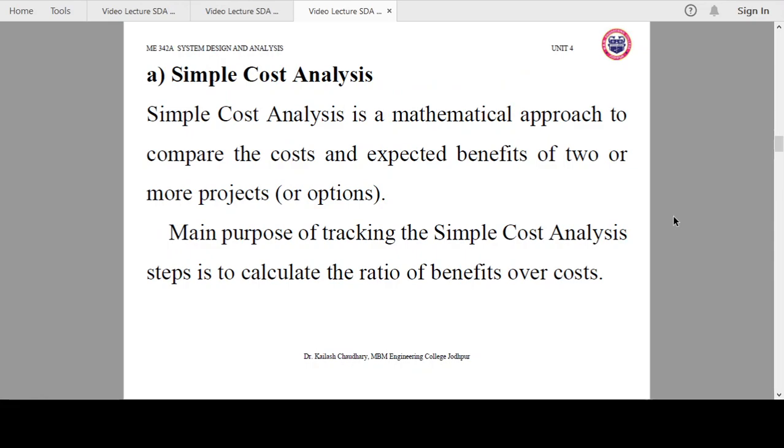Simple cost analysis is a mathematical approach to compare the cost and expected benefit of two or more projects. The main purpose of simple cost analysis is to calculate the ratio of benefits over cost. Suppose you are starting a business and you have three or four options, and then you need to choose which option is best among all these options.